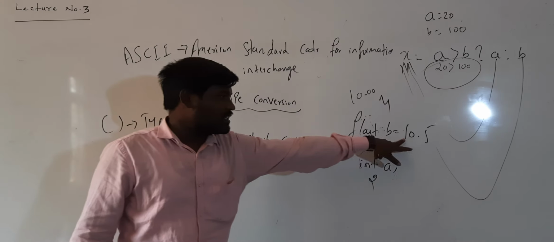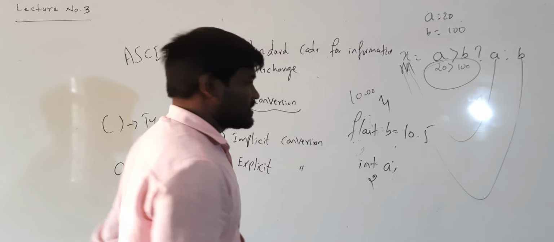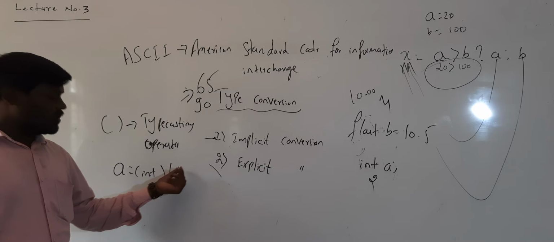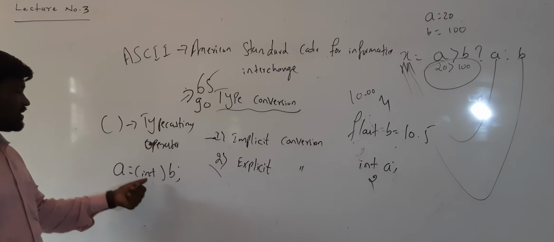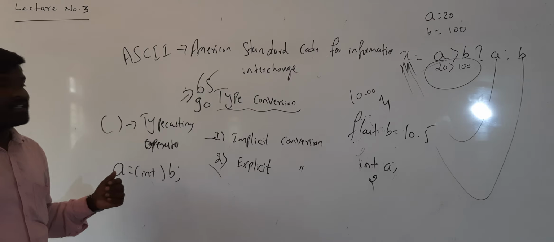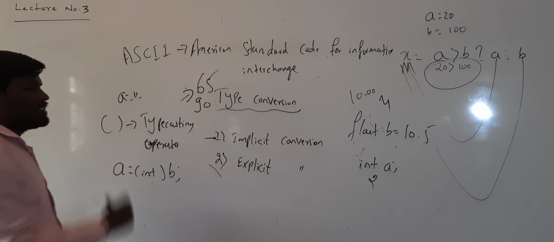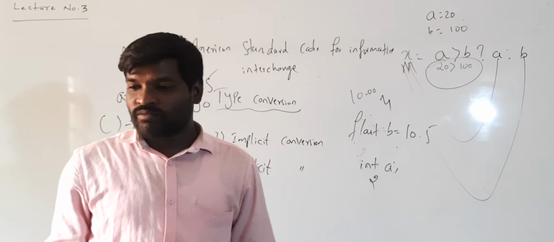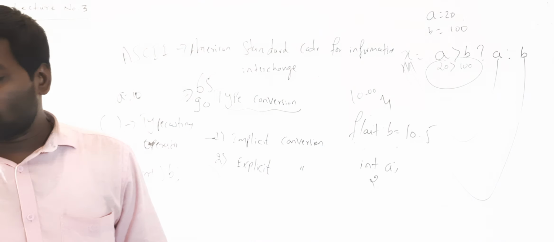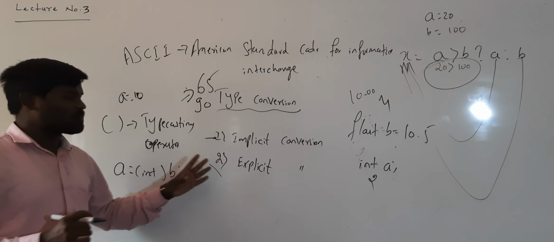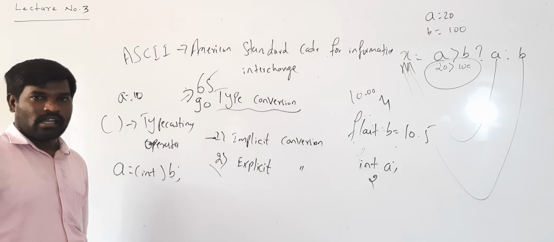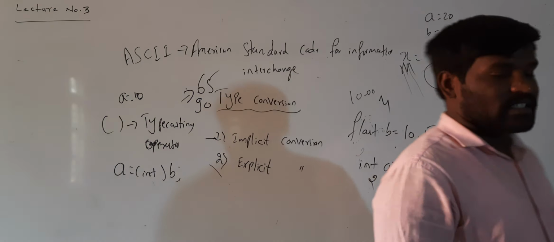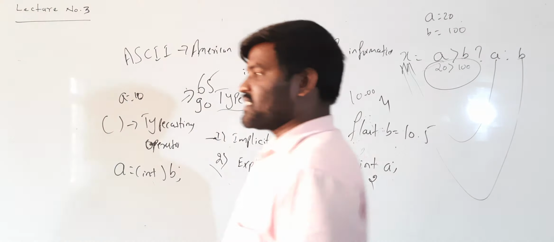Here float 10.5 is converted to integer. That's why I can write int of b. Here b is converted to integer and it is stored in a. Here the a value is 10, but the initial value of b is 10.5. So now it is 10. Okay, so this is the explicit conversion. So types of conversion, there are two types. First one is implicit, second one is explicit conversion.